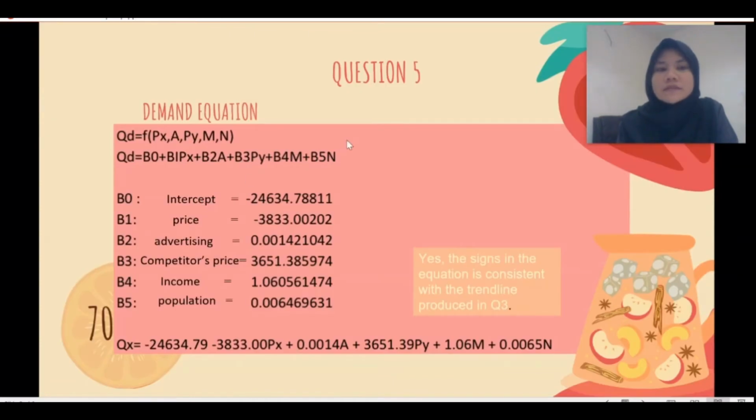Question 5. This is the demand equation of our product. Based on the regression output, we use the coefficient values and substitute them into the demand function. And from that, we can see that the sign in the equation is consistent with the trend line produced in question 3.